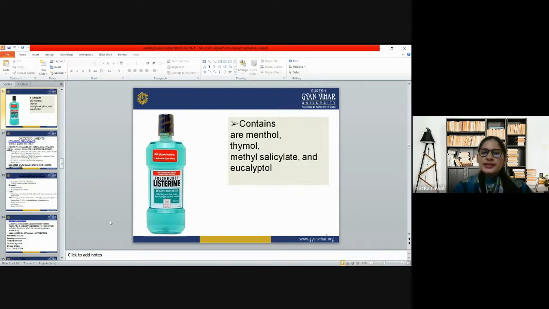So as you can see, this is the Listerine. It is mostly used as a mouthwash. It contains menthol, thymol, methyl salicylate, and eucalyptol. Okay, so this is mostly used for the mouthwash.